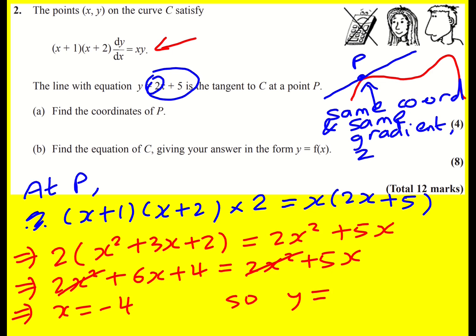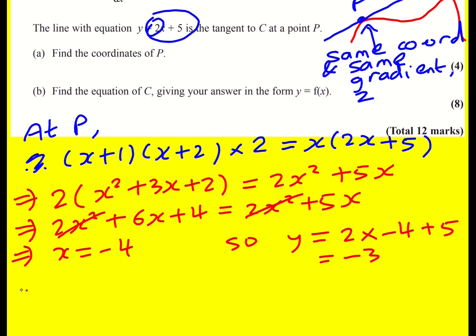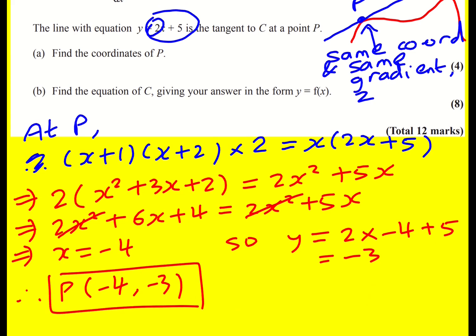And I can sub back in to get y. It's going to make sense to sub it back into the most simple one. So it's going to be 2 times minus 4 plus 5, which is going to be minus 3. Therefore, P has coordinates minus 4 and minus 3. Good start. Now on to the main event.